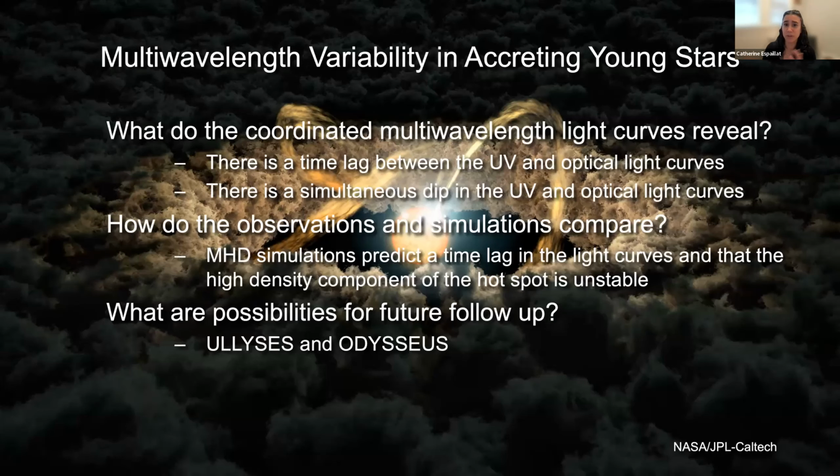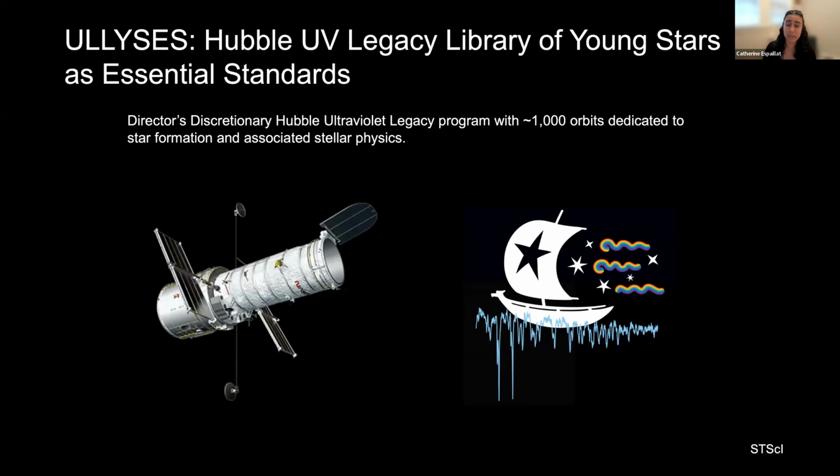Very quickly, where do we go from here? I'll quickly describe what Ulysses and Odysseus are. So Ulysses is an HST director discretionary program to obtain UV spectra for pre-main sequence stars and high mass stars. It's the largest HST program ever executed at 1,000 orbits, and half of that is for T Tauri stars, and 100 orbits in particular is to monitor 4 targets for variability. One of those 4 targets is GM Aur. And for these 4 targets, some of the HST data was coordinated, or is being coordinated, with TESS. And the data for GM Aur finished coming in at the end of this year, and we will be using it to follow up this work.